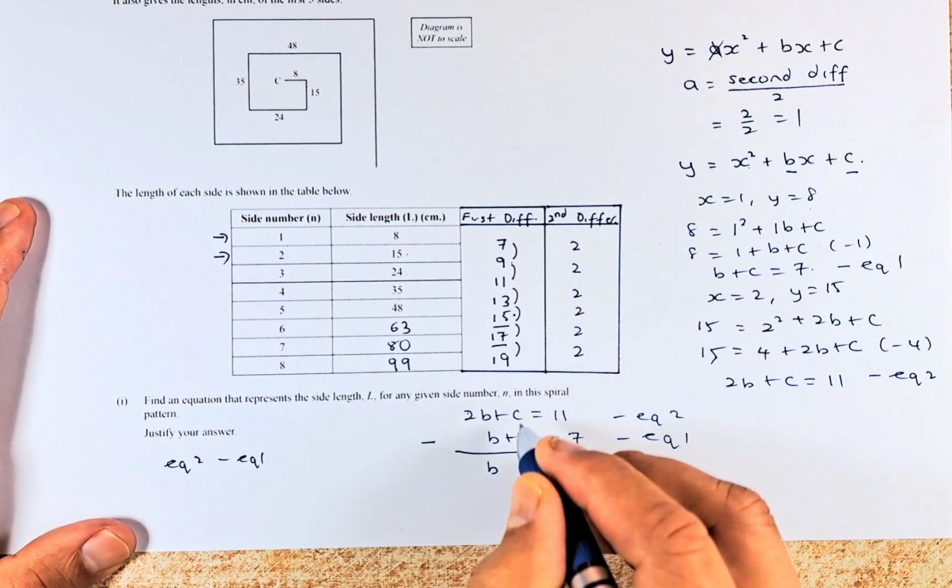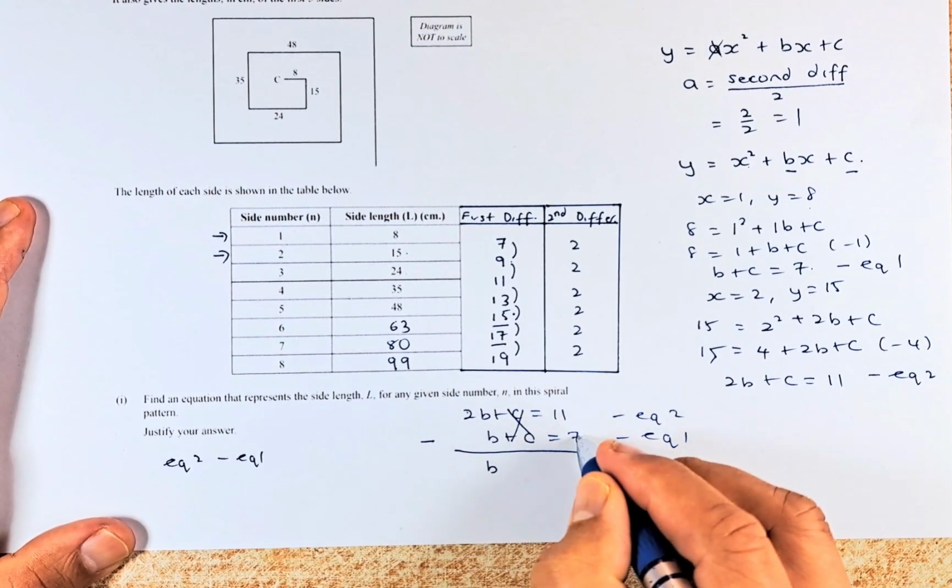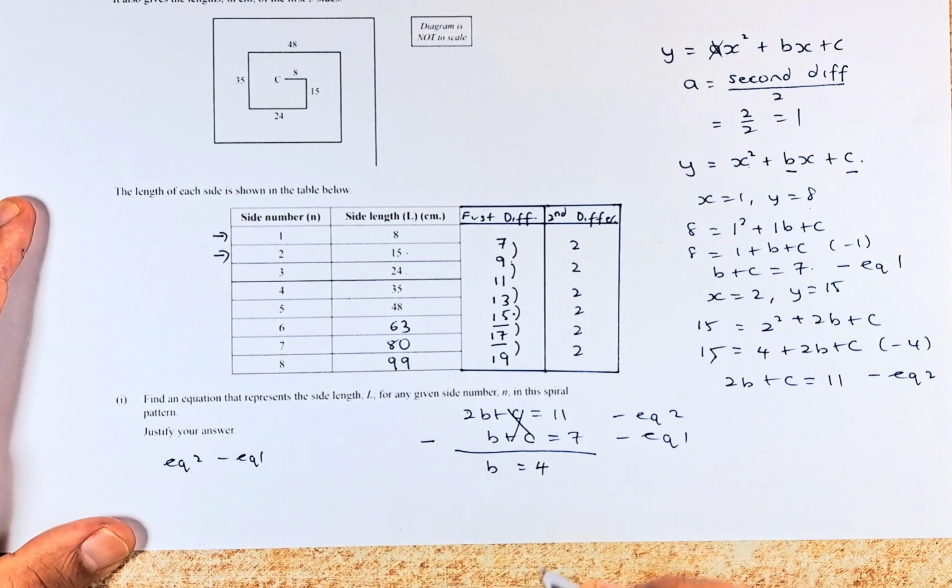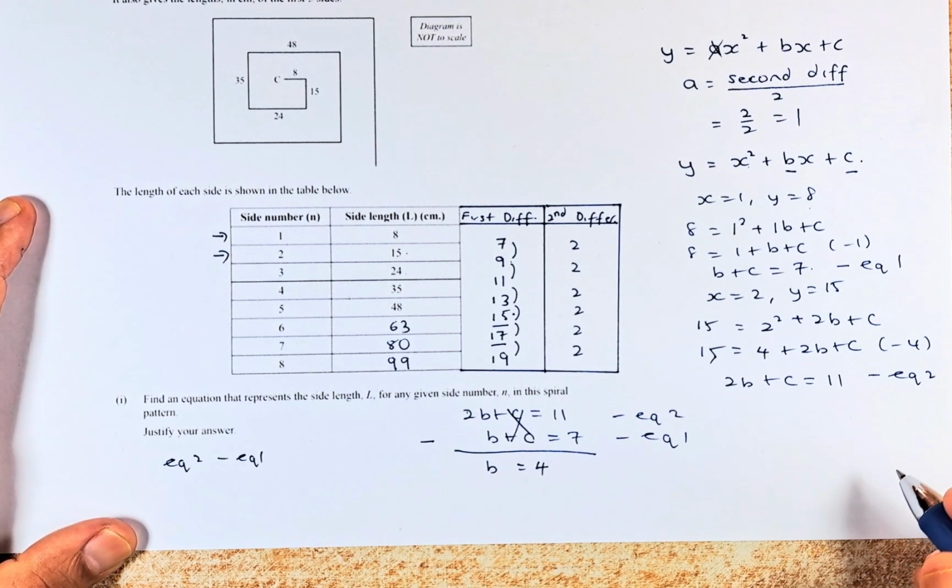So we're going to minus them. 2b minus b will give b. c minus c will cancel out. 11 minus 7 is going to be 4. So that is your b.